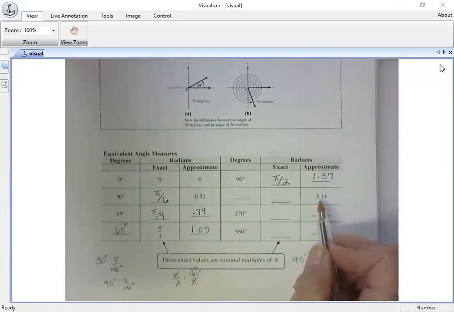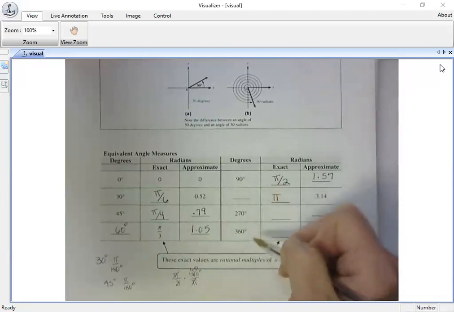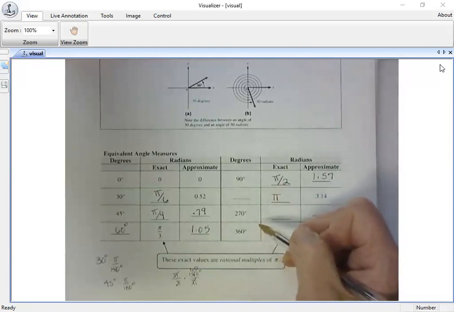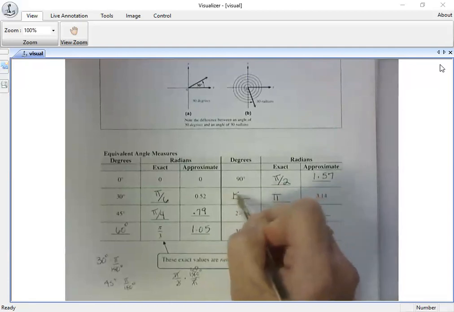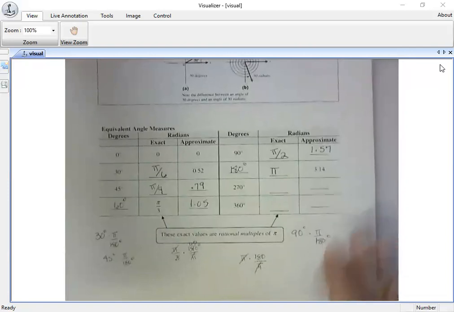Okay, I see the 3.14 here. What did we say that's equivalent to? Pi, which must be the same as how many degrees? 180. Very good. If we took pi and multiplied it times 180 over pi, clearly the pi's cancel and you are left with 180. All right, I want you to change 270 and 360. I'm going to give you just a second to do that and we'll see what you get.